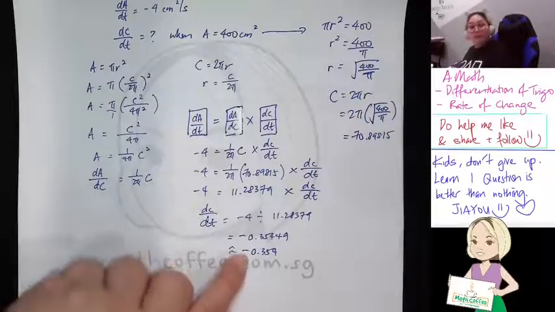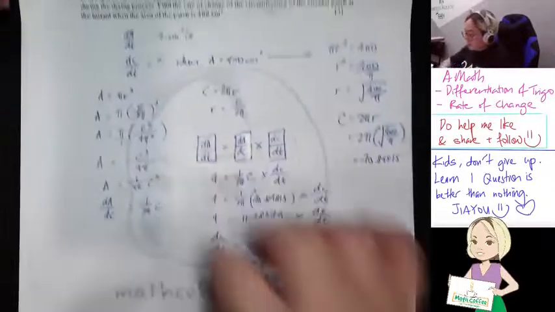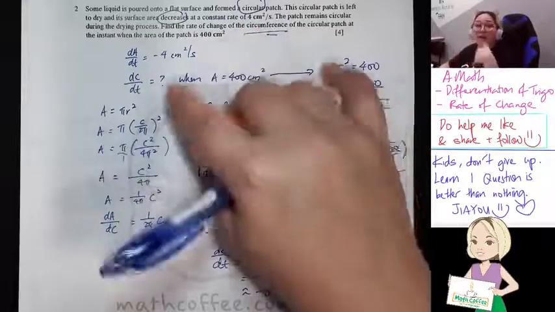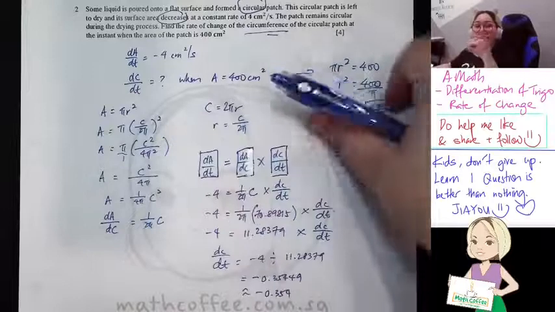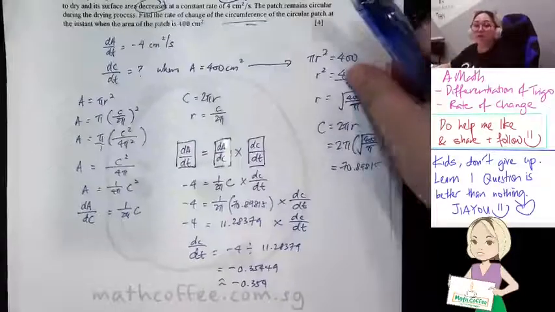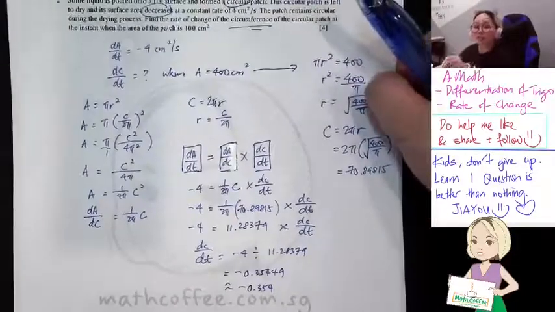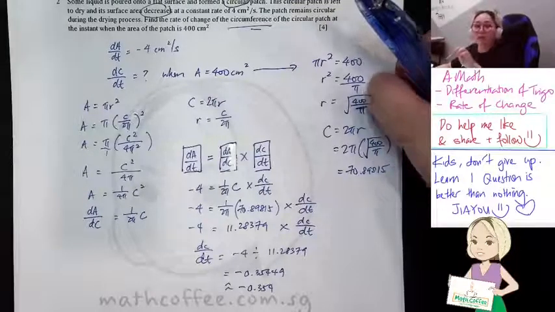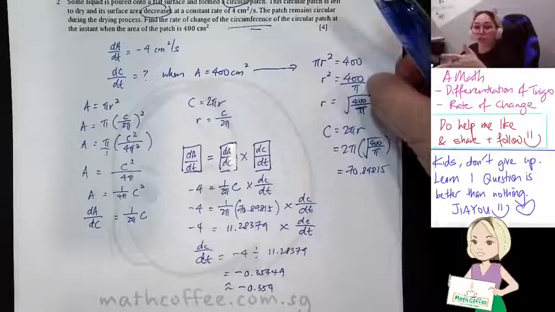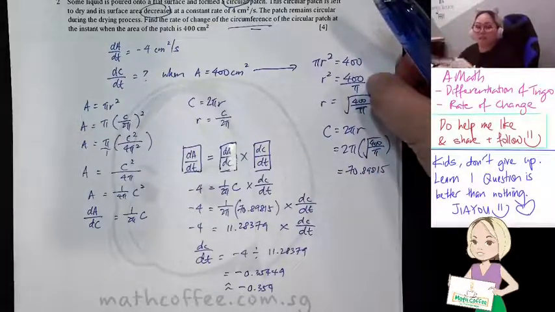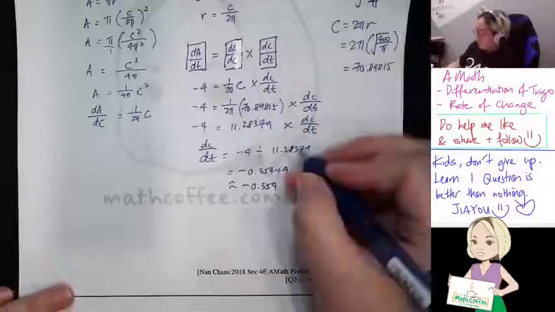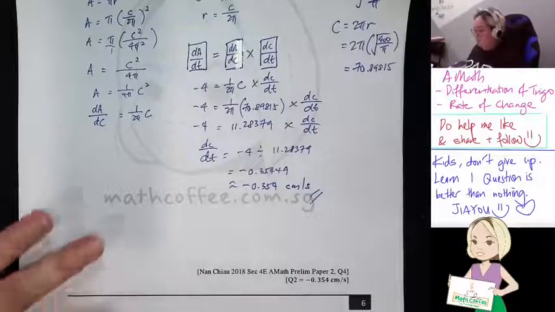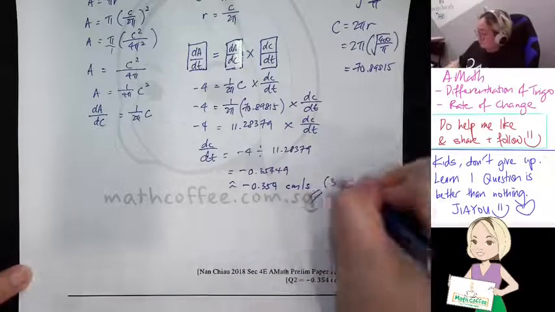Then, every time you see a negative, read the question. They want me to find the rate of change of the circumference. They did not mention find the decreasing rate. If they say find the decreasing rate, then I will say the decreasing rate is 0.354, because the word decreasing represents the minus. But in this case, they only ask you to find the rate of change, so I just leave my answer in negative. Of course, don't forget to put your unit, which is cm per second. Done.